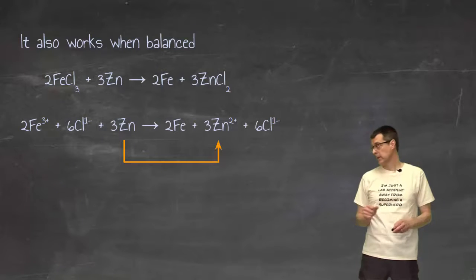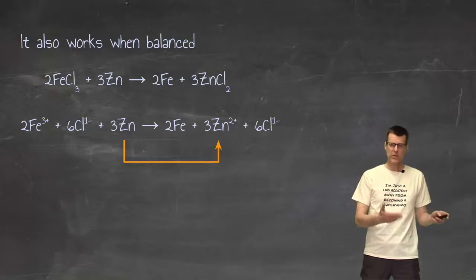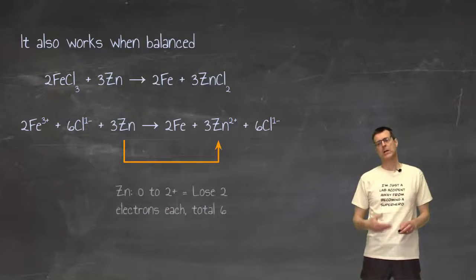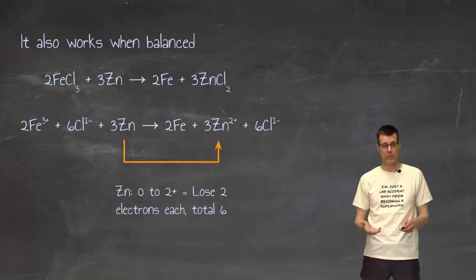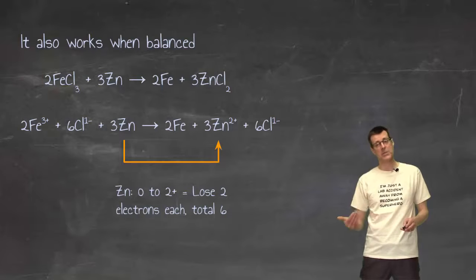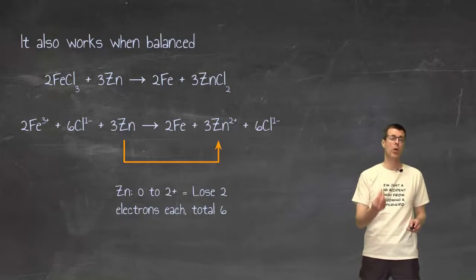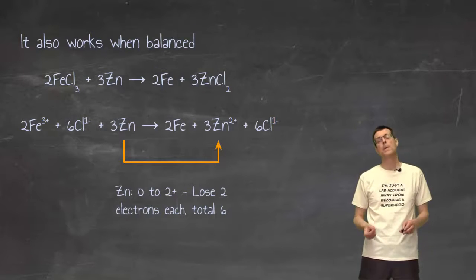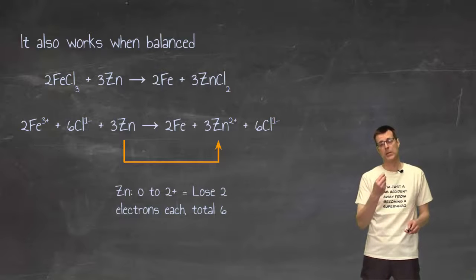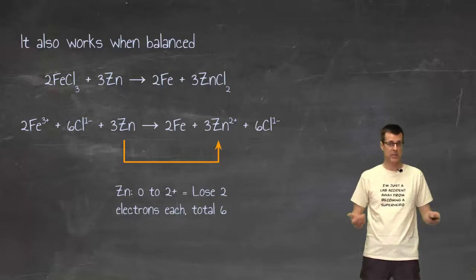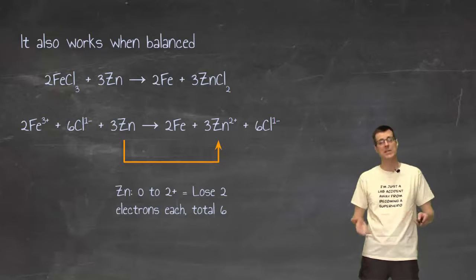Zinc, on the other hand, starts out as neutral, finishes up as an ion, and in that case what had to have happened was that zinc started out at 0, went to +2. That means it has lost 2 electrons, each atom doing that. And then there were 3 atoms involved. That means each one loses 2, 3 atoms doing it, 6 electrons in total have been lost.